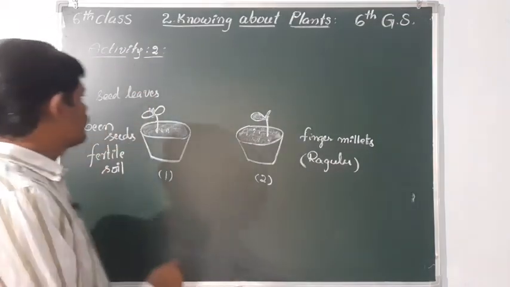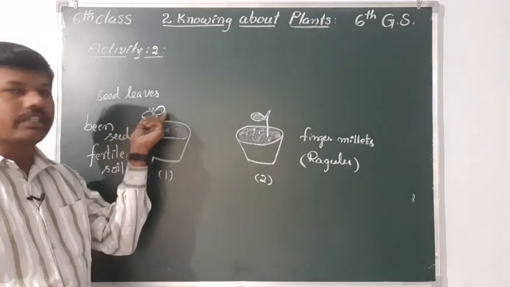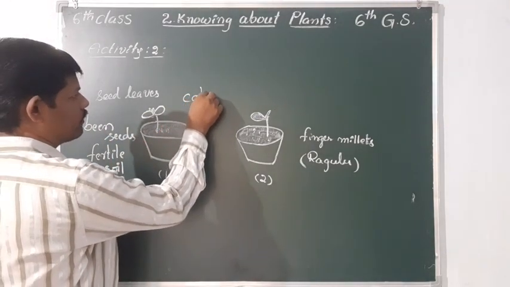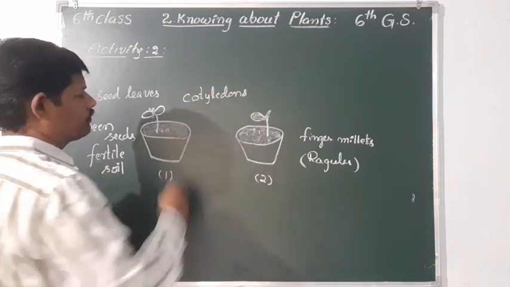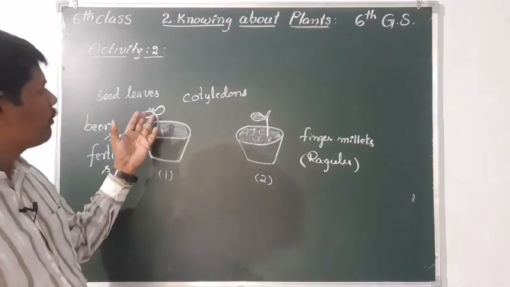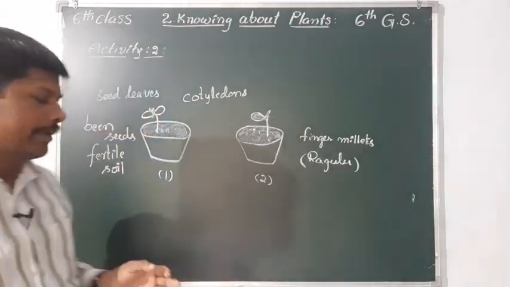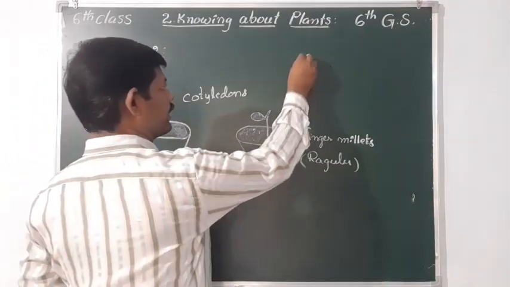These are called seed leaves. The seed leaves within the seed are called cotyledons. Based on these seed leaves, plants are classified into 2 types. That is monocots and dicots.